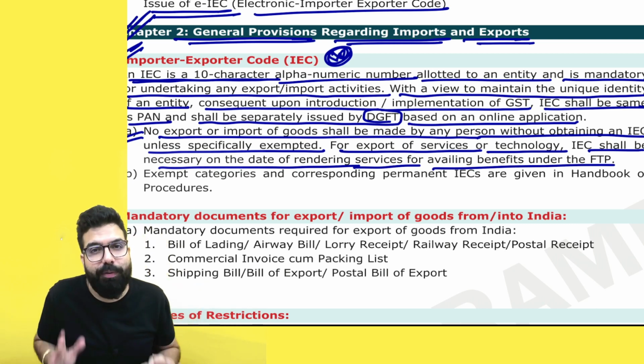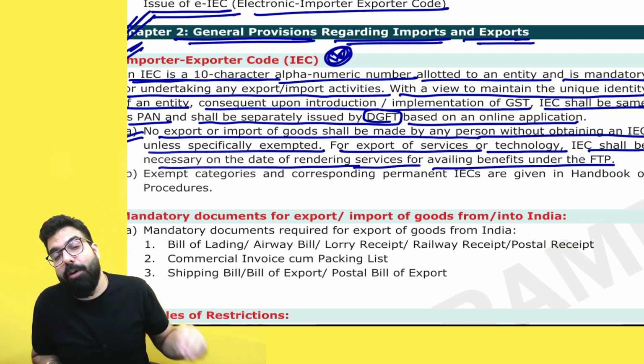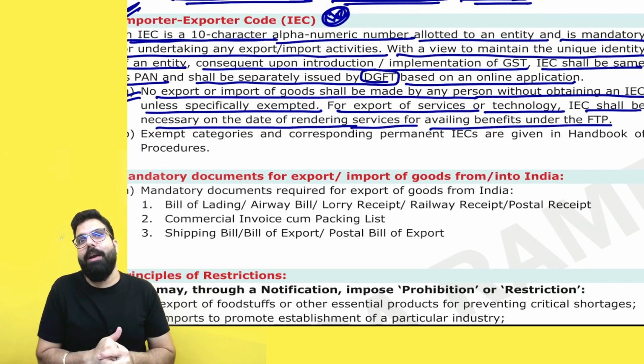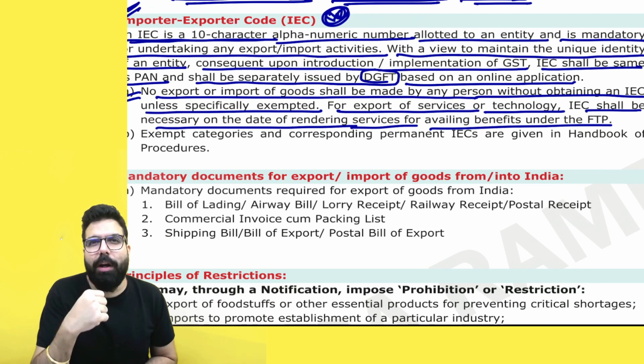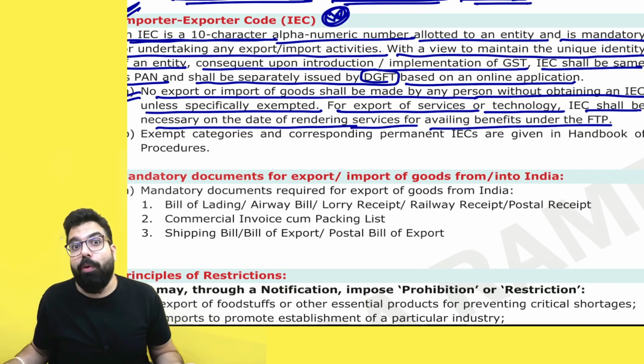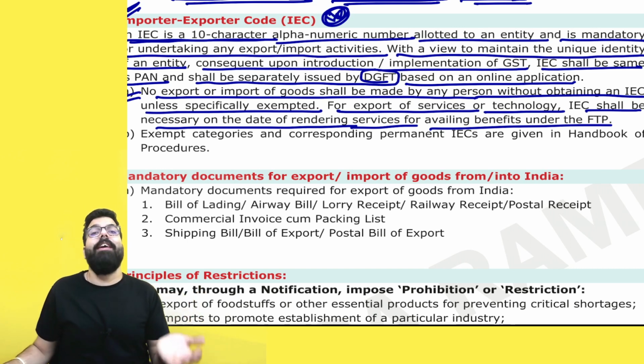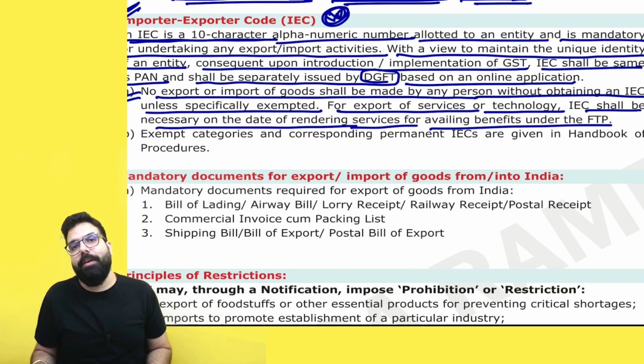So if you are an exporter of service, on the date of providing the service, you should have the import export code. Only then are the benefits given under the foreign trade policy, like the status holder benefit, etc. The status holder benefit is given only if you have the import export code, IEC code. So on the date of export of service, you should have the import export code if you want the benefits under the foreign trade policy.